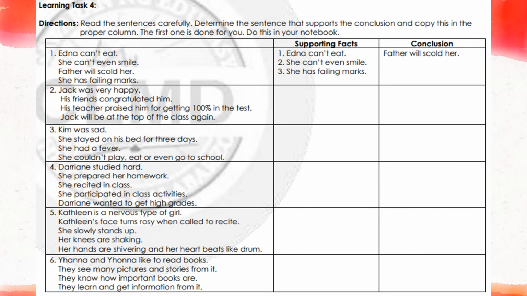Learning task number 4. Read the sentences carefully. Then, determine the sentence that supports the conclusion and copy this in the proper column. For example, number 1. Edna can't eat. She can't even smile. Father will scold her. She has failing marks. The supporting facts are Edna can't eat. She can't even smile. She has failing marks. And the conclusion is Father will scold her.